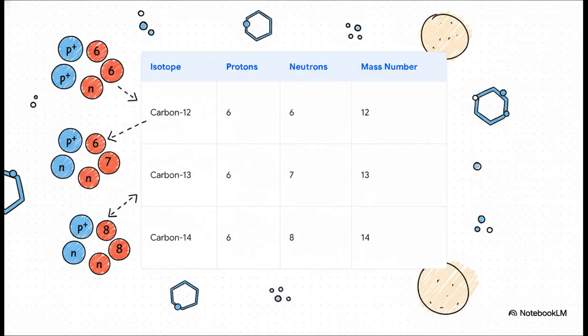Take carbon. Every single carbon atom in the universe has 6 protons, period. But its neutron count can be different. So carbon-12, the most common kind, has 6 neutrons, but carbon-13 has 7, and carbon-14 has 8. See? They're all still carbon because they all have 6 protons, but they have different mass numbers, which, by the way, is just the protons and neutrons added together.